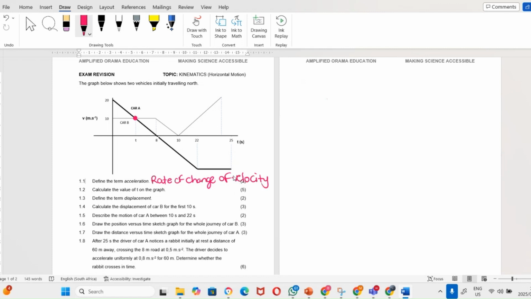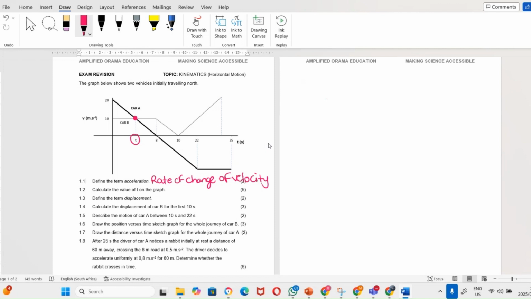The second question says you must calculate the value of t on the graph. So here's the value of t. Now at t, you would notice that it is the point of intersection for both graphs. This is where the velocity of both cars is actually the same. You cannot solve that question unless you find the acceleration of car A.